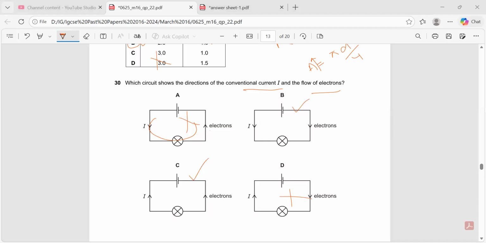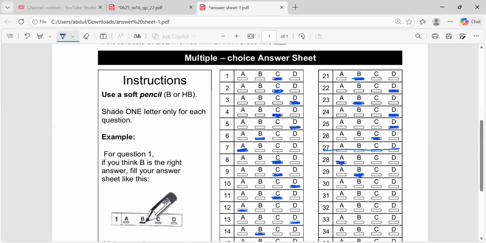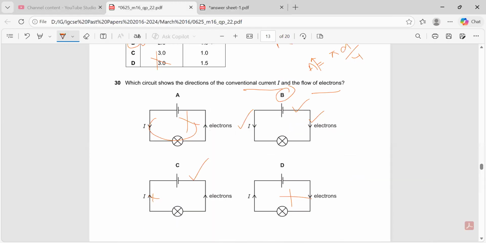Conventional current flows from higher potential towards the lower potential. This direction of conventional current is correct. Electrons flow from lower potential towards the higher potential. The direction of electrons is also correct. So answer for question number 30 is B. 30 is what? B. Because conventional current is flowing from the higher potential of the battery towards the lower potential. Yes, Lana.